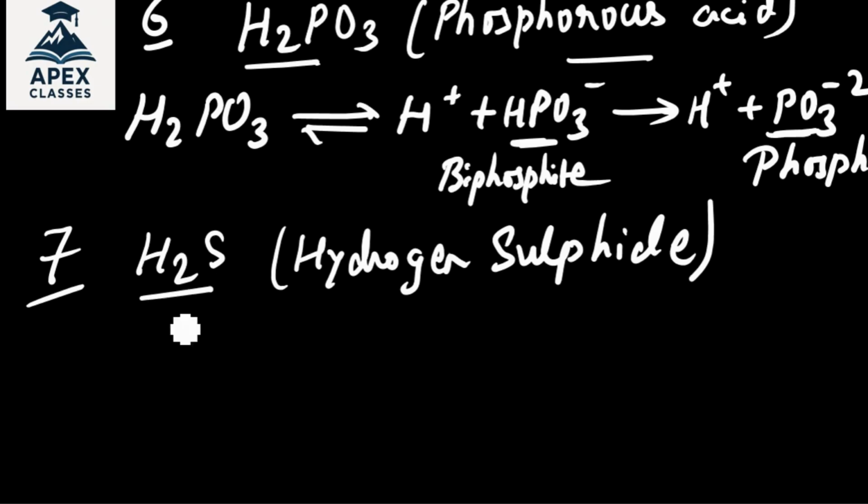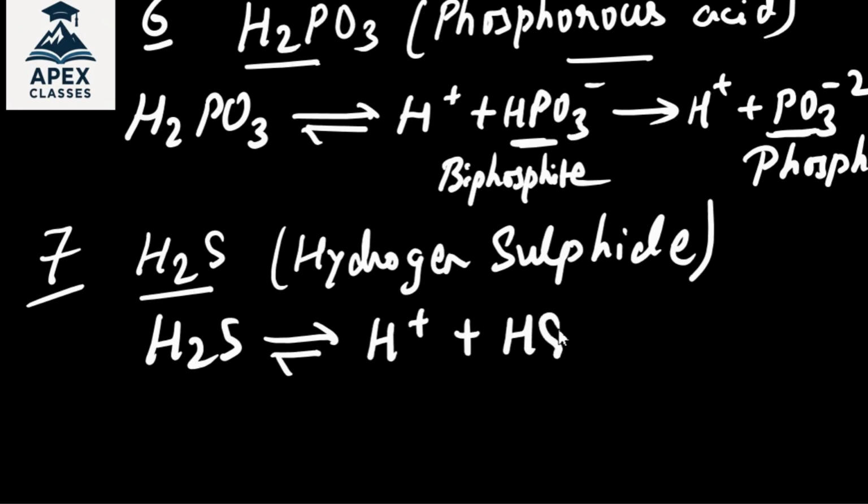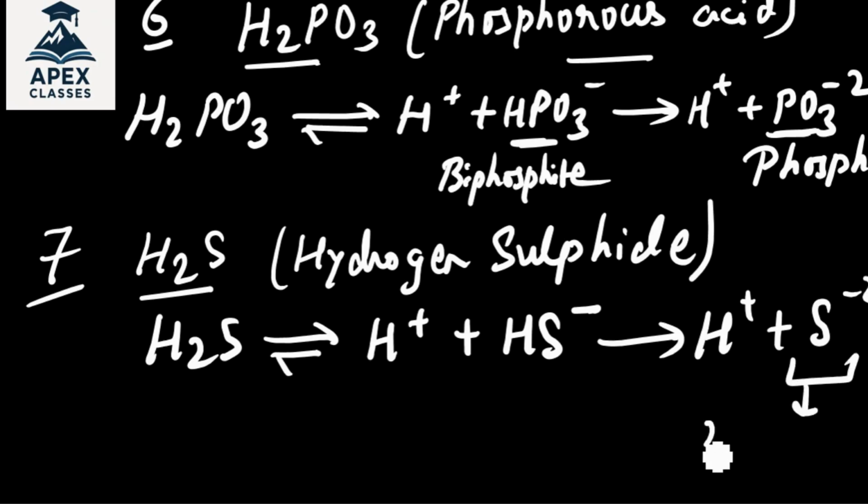Next, hydrogen sulfide, H2S. How will it split up? H plus, HS minus, and then again it will split up as H plus and S minus 2. So this will be your sulfide ion. Clear? Sulfide ion.